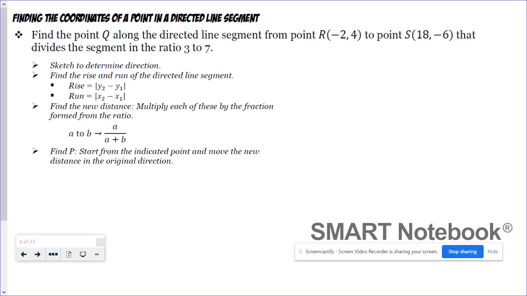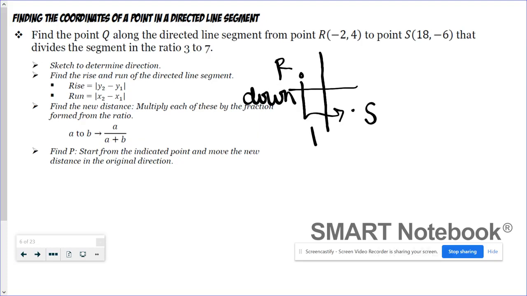So the first thing I do is I sketch to determine direction. So R is negative 2, 4. So that puts it in quadrant 2. And S is 18, negative 6, which puts it somewhere in quadrant 4. So my direction from R to S is down and right.